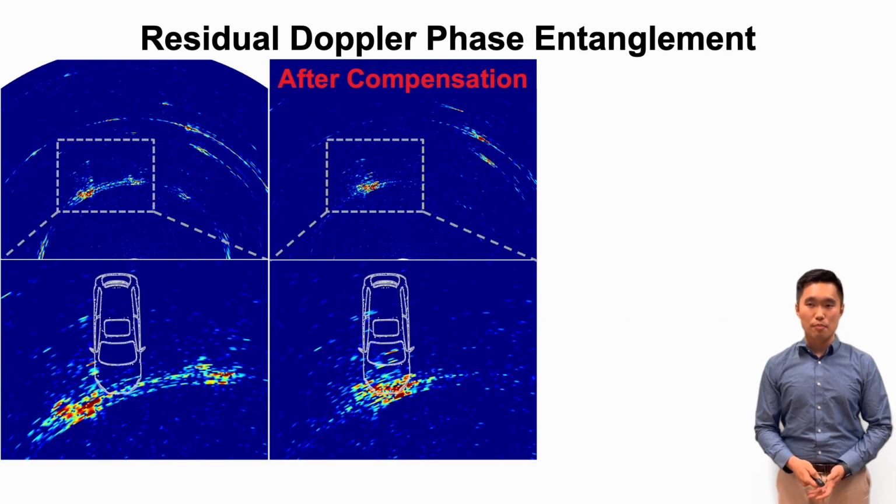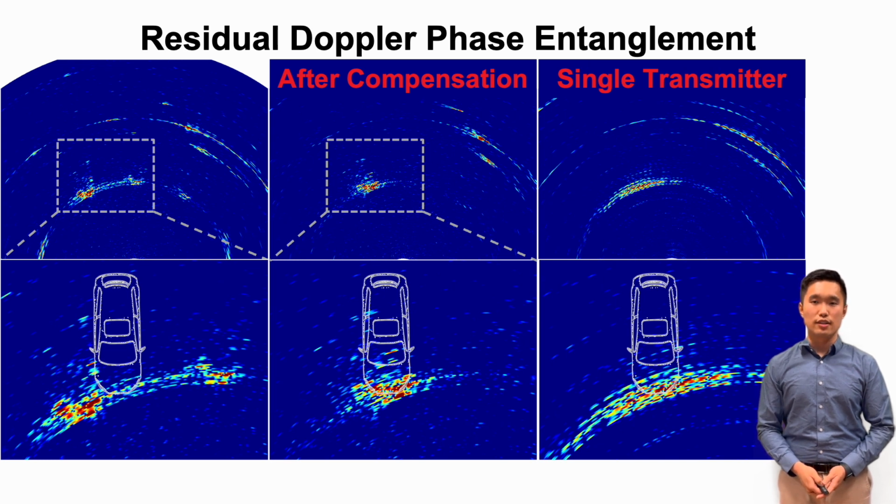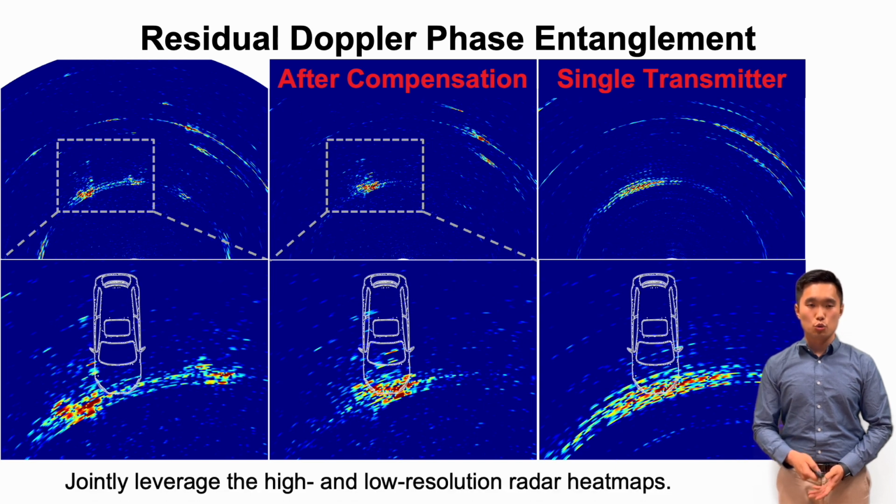Using this Doppler phase compensation algorithm, we can significantly alleviate the distortions, but it has some limitations. And so to further correct for the residual distortions, we leverage the following insight. Although heat maps generated using a single transmitter have lower resolution and artifacts, they do not suffer from the Doppler phase entanglement. Therefore, we design our object detection neural network to jointly leverage the high and the low resolution radar heat maps to achieve accurate detection.